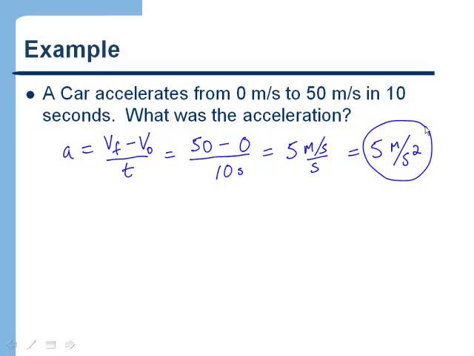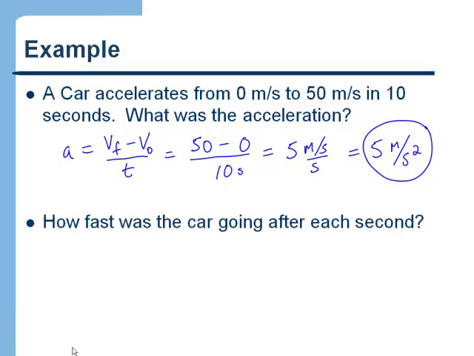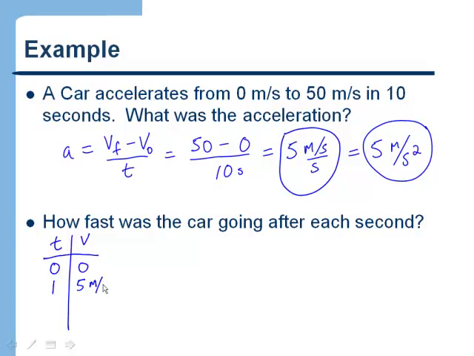Now, I want to just show you exactly what it means to have an acceleration of 5 meters per second squared. And I want to show you this by making a little table for the time and for the velocity. So when we started out at 0 seconds, the car wasn't moving at all. And the question is, how fast was it going after 1 second? Well, if we are accelerating at 5 meters per second for every second, that simply means we're gaining 5 meters per second of velocity for each second. So in other words, after 1 second, we're going 5 meters per second.